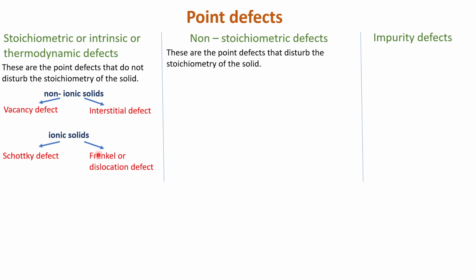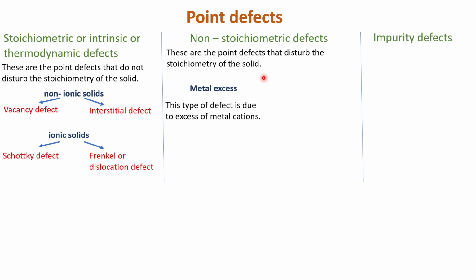Point defects are those where the irregularities are present around a particular point or at the position of a particular atom. I told you that these are of three types: stoichiometric, non-stoichiometric, and impurity. Stoichiometric are those where the overall stoichiometry of the solid is not disturbed. These are of four further types we'll discuss. Non-stoichiometric are those where the stoichiometry of the solid is disturbed.